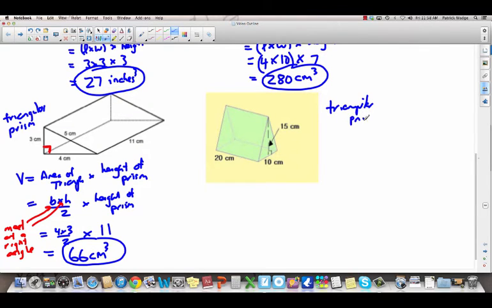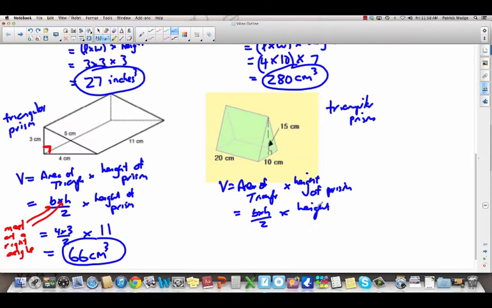So triangular prism, again the base is going to be the triangles. So the volume is going to be area of triangle times height of prism, right? Not the height of the triangle, it's the height of the prism. So that means it's going to be base times height of the triangle divided by 2. This is to do with the triangle, times the height of the entire prism.